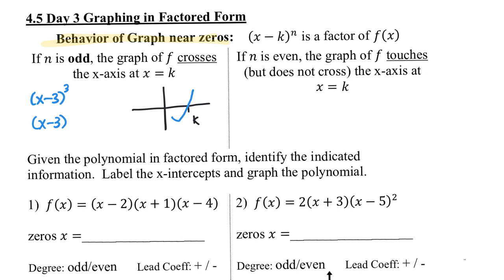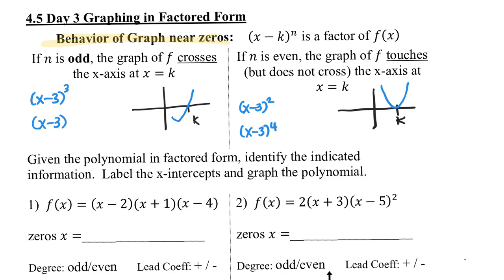Okay, now if n is even, the exponent is even. So maybe it's x minus 3 squared. It could be x minus 3 to the fourth. I'm going to have the same graph. I'm picking a random k value. Okay, the graph will touch but not cross the x-axis at x equals k. So it will touch the k, but it won't cross it, so it'll have to come back up. Or if it's coming from the bottom, it'll go back down. Okay, this is going to help us graph some of our graphs without using extra points.